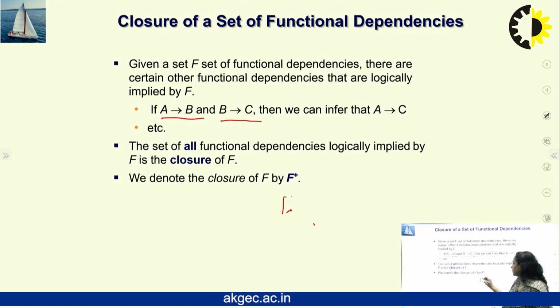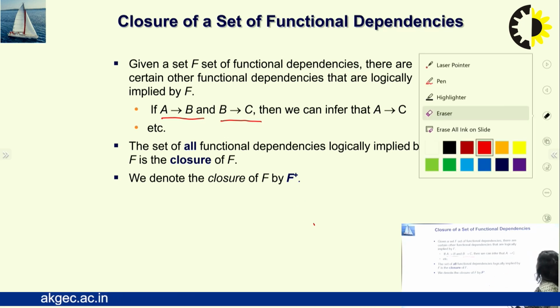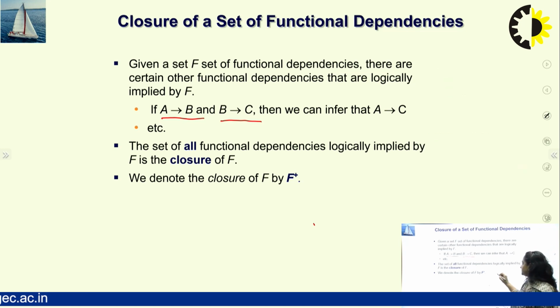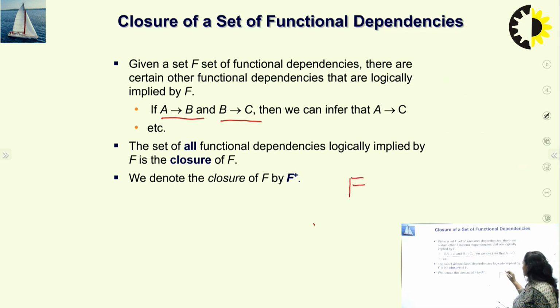It is represented by F plus. If I need to find out the closure for this, the closure will be A implies B and B implies C. So this way closure can be found.